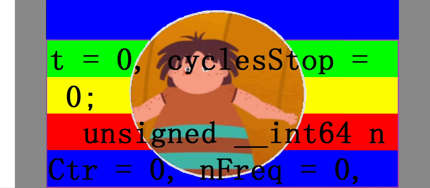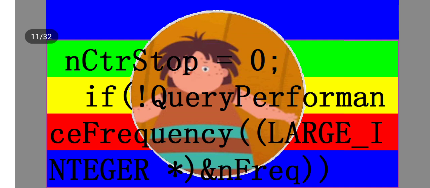Unsigned __int64 nctr. CTR means counter. nctr equals 0, comma, nfreq equals 0, comma, nctr stop equals 0, semicolon.